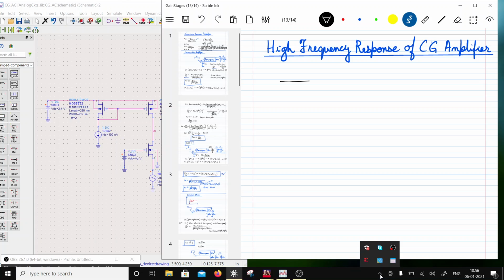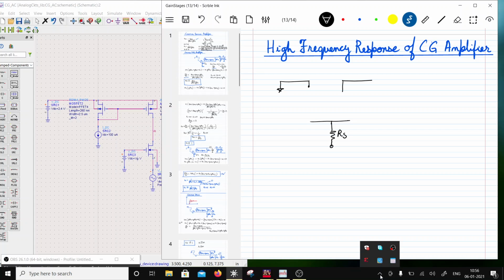So there is an input node which is a small signal ground. The gate is a small signal ground, and then there is a CGD3 which is to ground from this node. So this can be considered an output capacitance. Okay, so now here the signal is applied to the source, let's say with the input resistance RS.